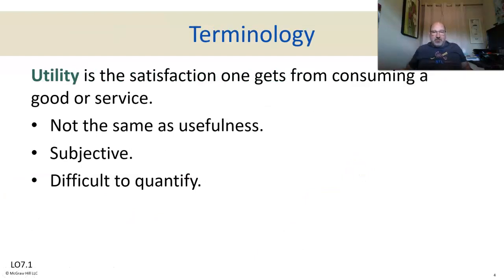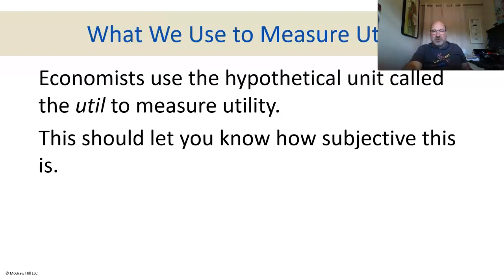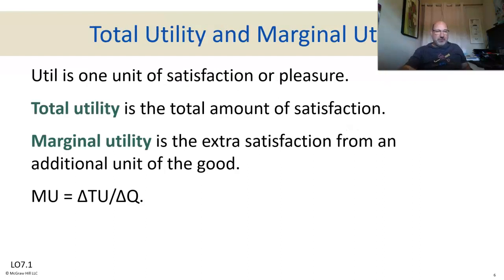Utility is the satisfaction one gets from consuming a good or service. We have marginal utility and we have total utility. It is not the same as usefulness. It is very subjective. We'll talk about that in a minute, and it is hard to quantify. I've seen a formula for it. It was like 3 lines long in an economic journal with economic journal print, so that tells you a lot. So we use a hypothetical unit called the util to measure utility, and that should let you know how subjective this thing is.